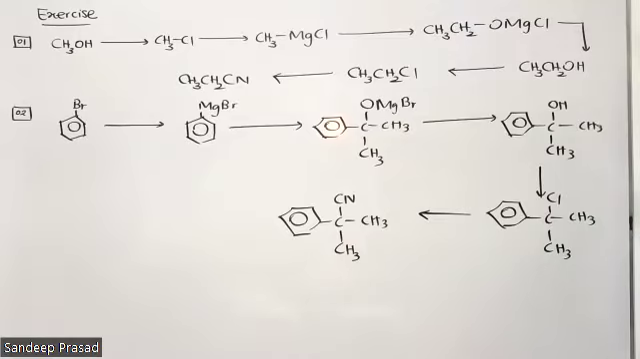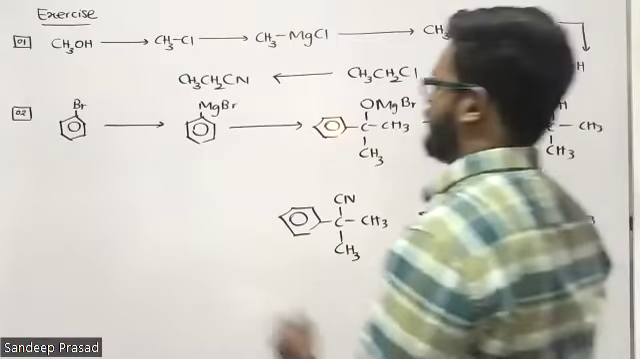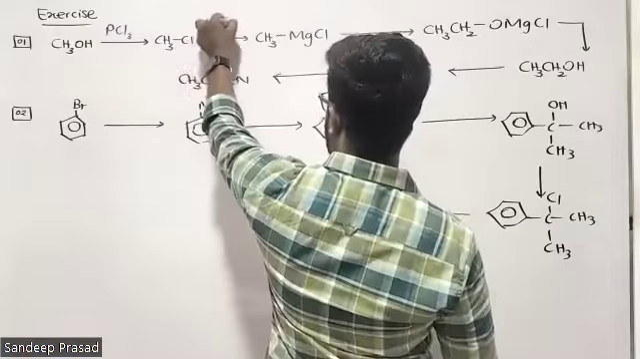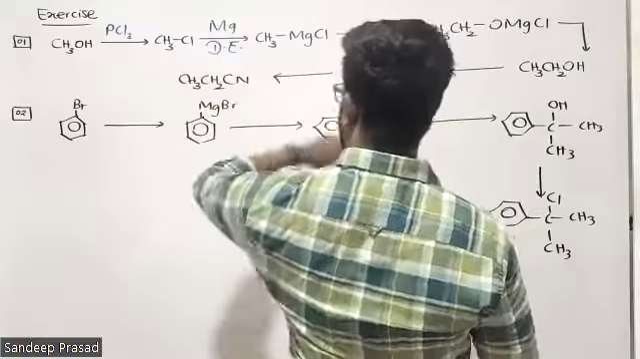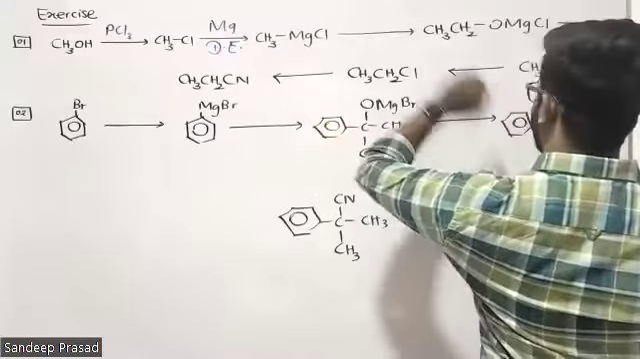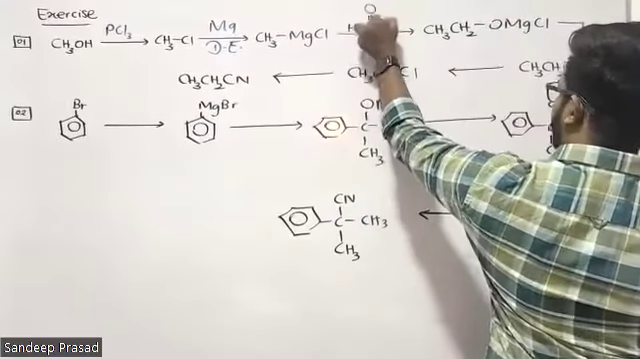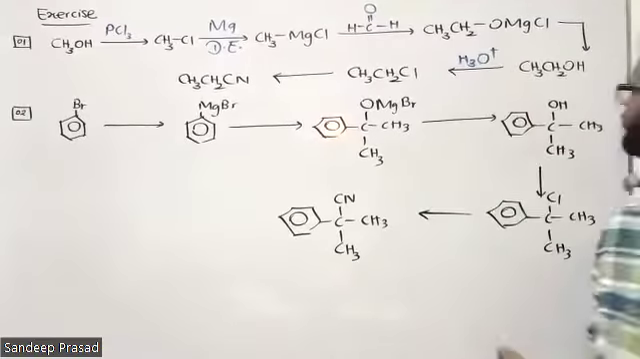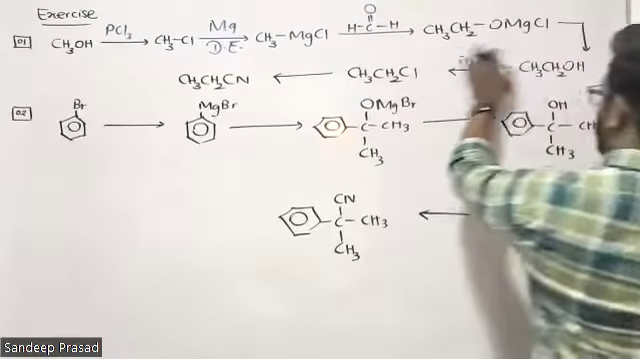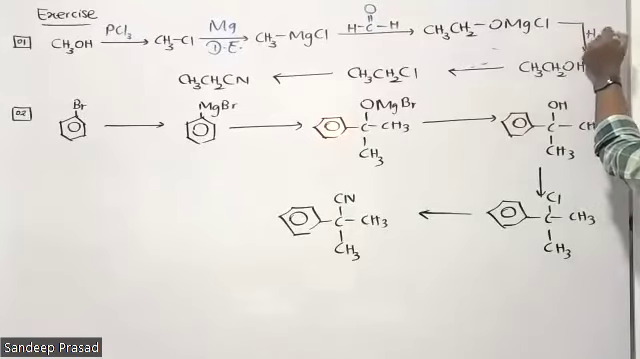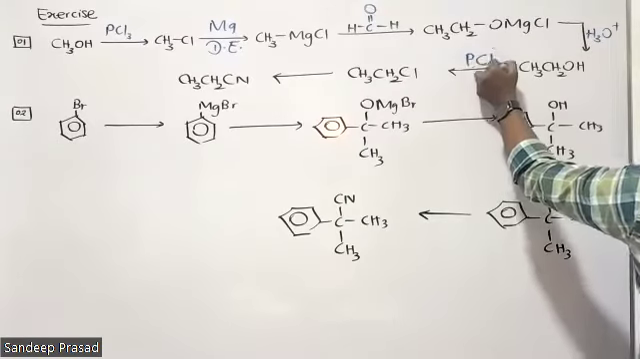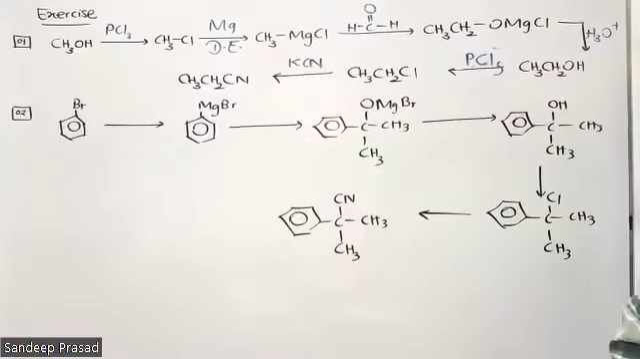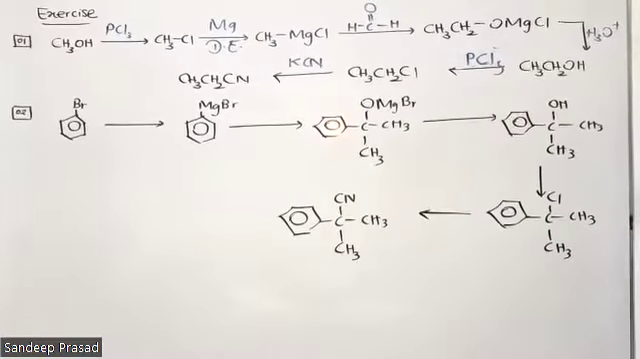Number one, very easy. PCl3, magnesium dry ether. Then we have added aldehyde, HC double bond O H, methanol, H3O plus, sorry, H3O plus here, PCl5 here, and KCN. So this is the reaction we learned just now. In this way, very easy.